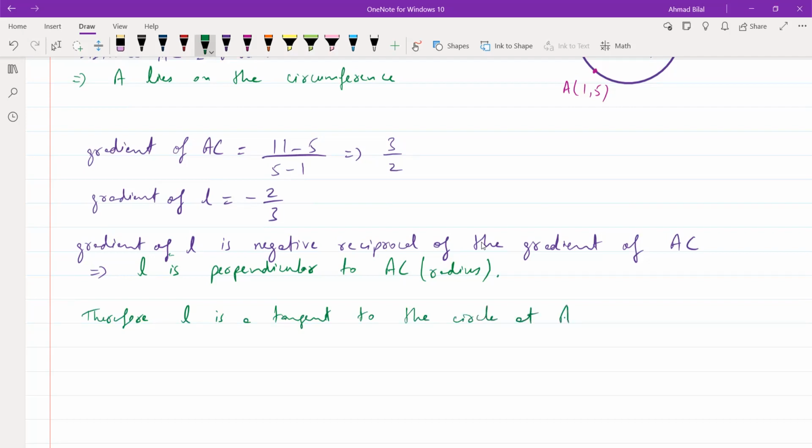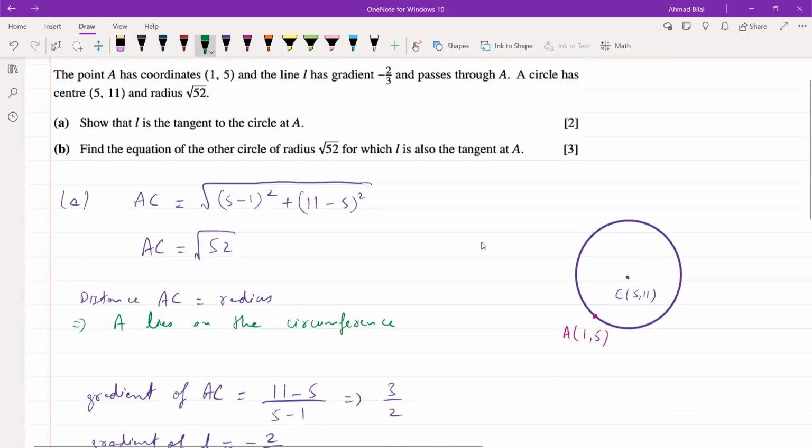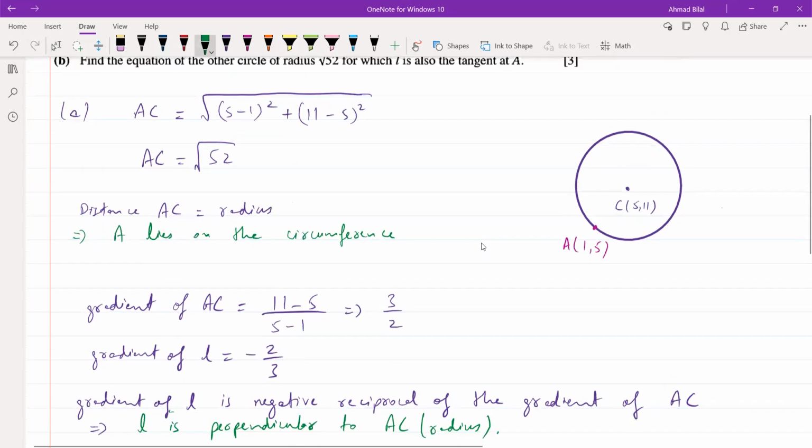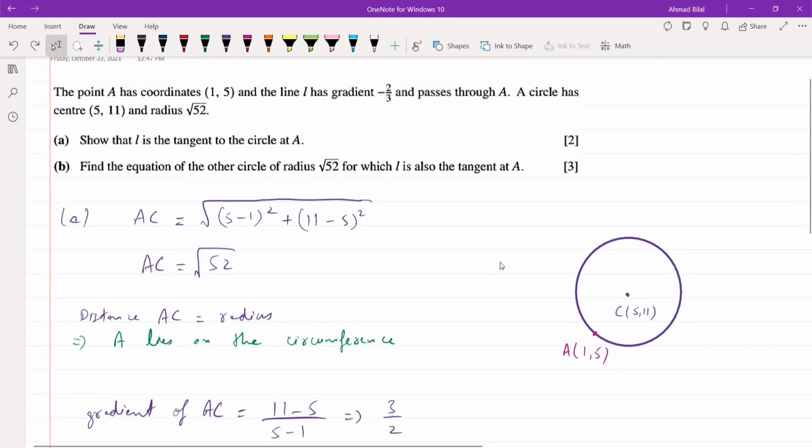Now, you don't really have to write such long statements. It's just a 2-mark question. This is just for your own understanding, so when you're looking at the notes, you understand what we're doing. If you show this working clearly, that AC is the radius and that these two gradients are negative reciprocals of each other, that's enough proof, right? You don't have to write long explanations. Just give a clear hint that you understand what you're doing. Okay, let's look at the second part very quickly.